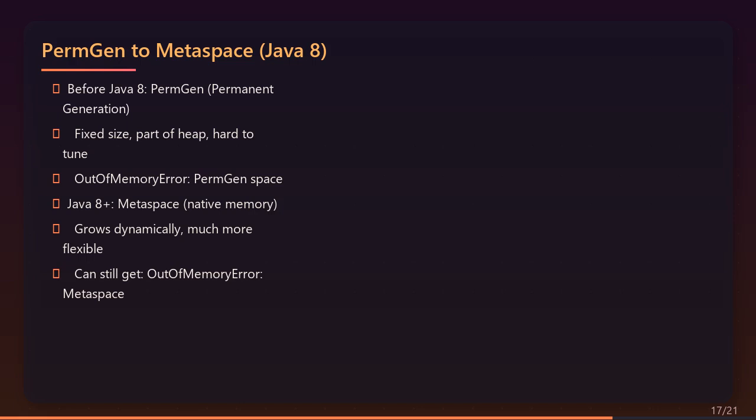Java 8 replaced PermGen with Metaspace. Metaspace lives in native memory, outside the heap, and grows dynamically. You don't have to manually size it. This was a huge improvement. But you can still get an OutOfMemoryError: Metaspace if your application loads an enormous number of classes without unloading them, like in hot deployment scenarios.